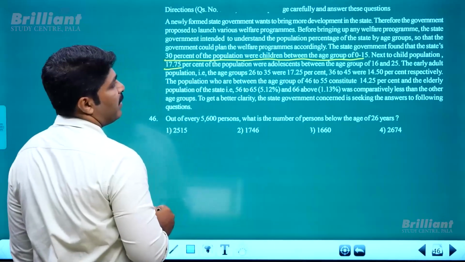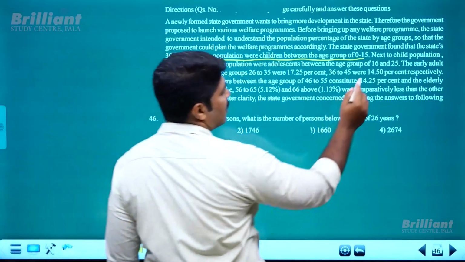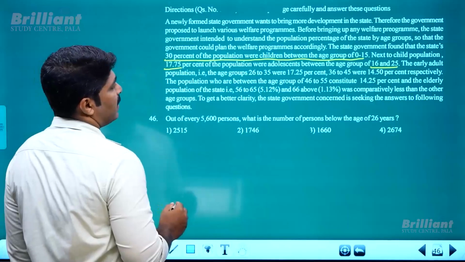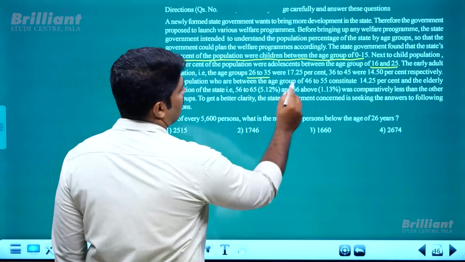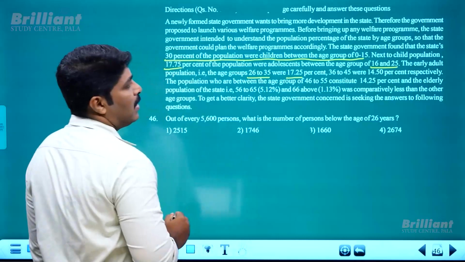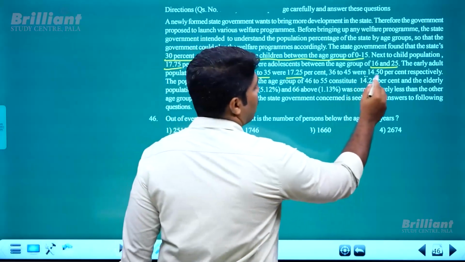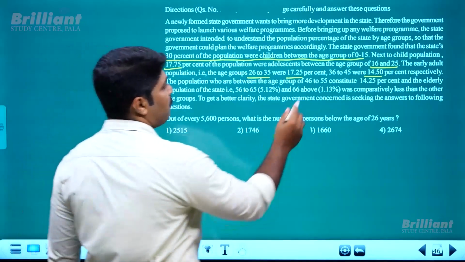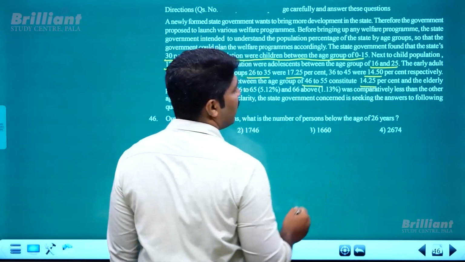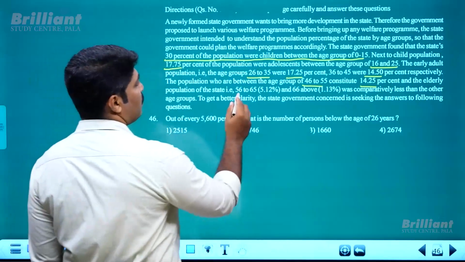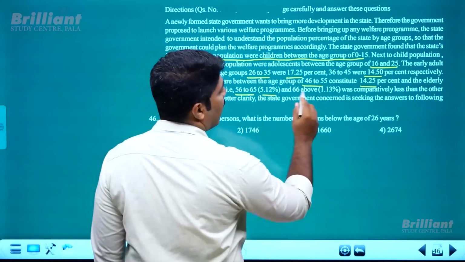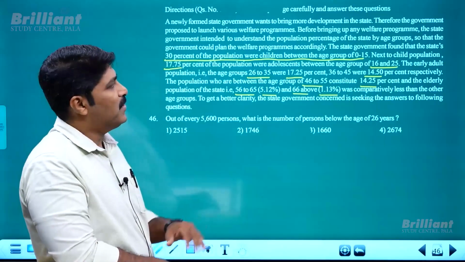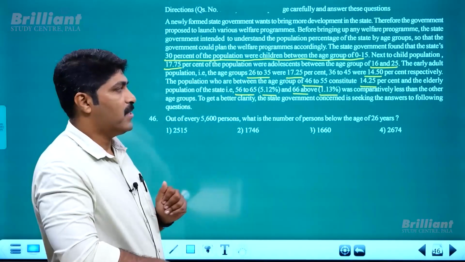And the next group, next to the child population, 17.75%, were adolescents between the age group of 16 and 25. The early adult population, that is the age group of 26 to 35, is 17.5%. And next, 36 to 45, 14.5%. The population between the age group of 46 to 55 is 14.25%, and the elderly, 56 to 65, 5.12%, and 66 and above, 1.13%. So these are the simple distributions. These underlined things only we have to focus on more.